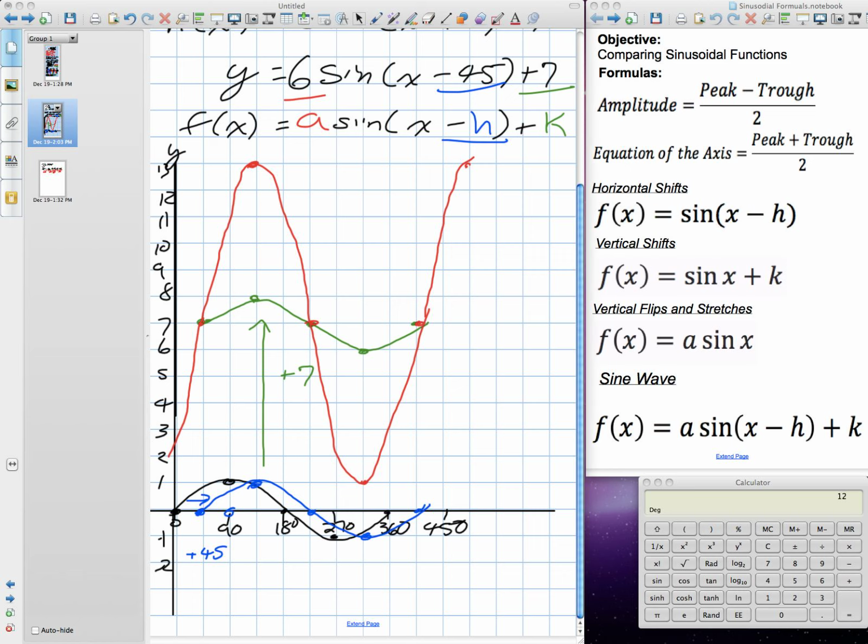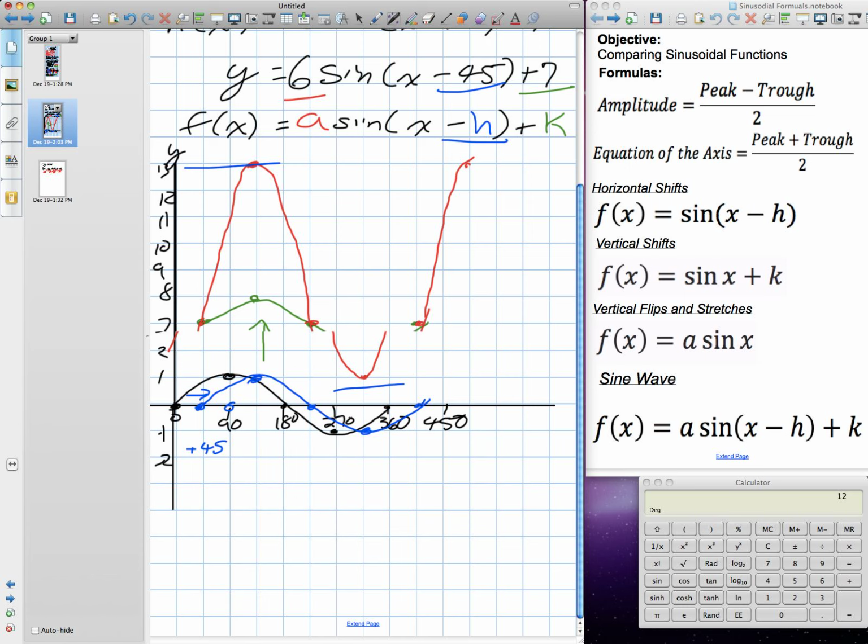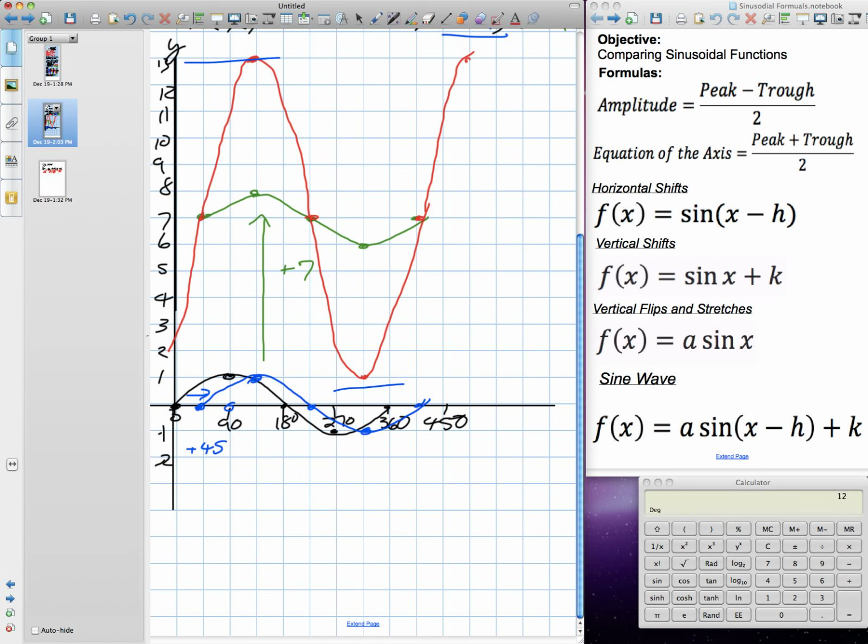We did. So we've graphed this function. It's our red one. They ask us to sketch it. We've done that. Determine the range of this function. What is the range? What is the highest and lowest point? It's 13. 13 is the highest and 1.